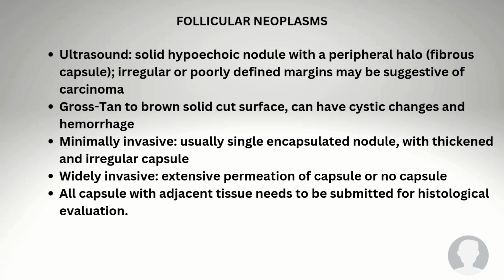Grossly, these tumors are tan to brown, solid cut surface, and can have cystic changes and hemorrhage. They can be minimally invasive and widely invasive. When they are minimally invasive, they are usually a single encapsulated nodular form with thickened and irregular capsule. And widely invasive has extensive permeation of capsule or no capsule. All capsule with adjacent tissue needs to be submitted for histological evaluation.